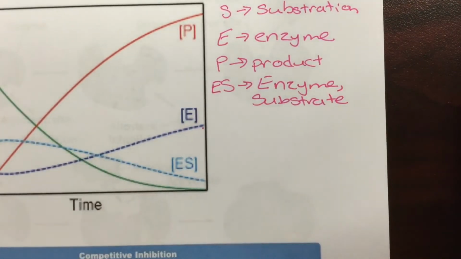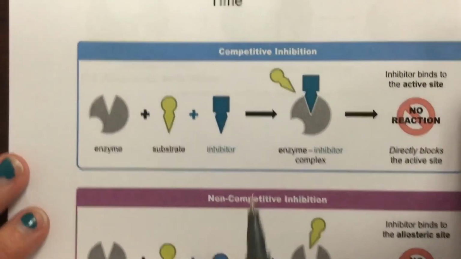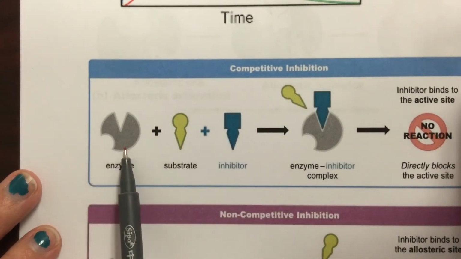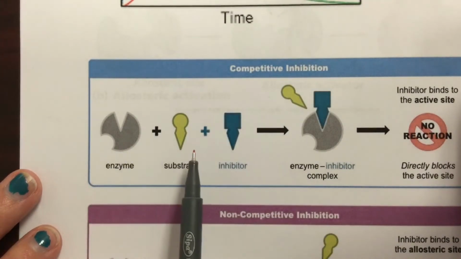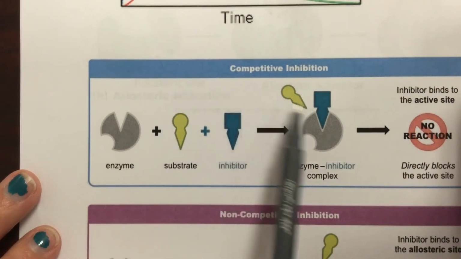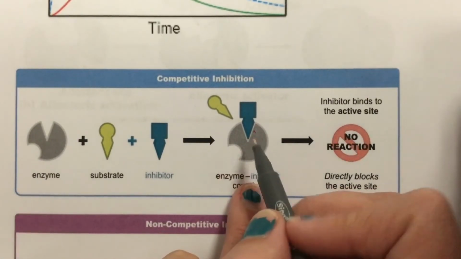Now, you want to be able to control a reaction as a cell. So there's ways you can control it. So one way is you have what's called competitive inhibition. So you have an enzyme, and then you have a substrate that looks like this, and you have an inhibitor. This is competing for a spot on the active site. So it binds to the active site.